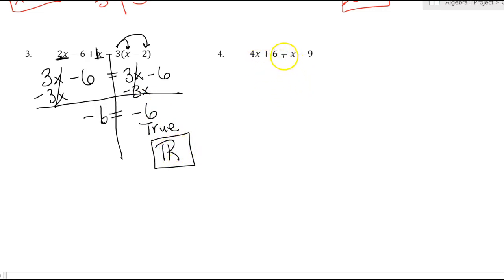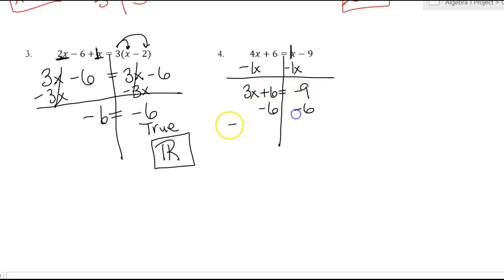Okay, so last one. Draw my line down. Nothing to combine on the left. Nothing to combine on the right. So this one is just moving my x. So I got a 1x, so I'm going to subtract it on both sides. 4x minus 1x is 3x. Bring down my plus 6 and my minus 9.